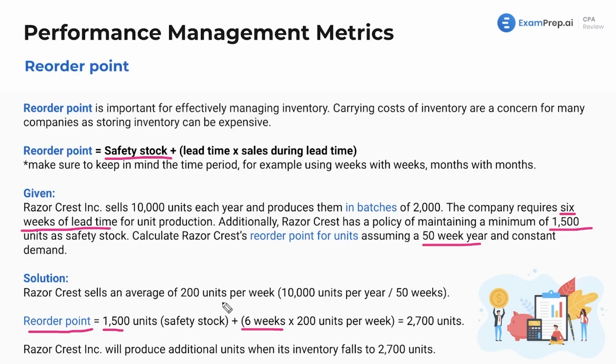So that's the sales during the lead time. 6 weeks times 200 units per week plus our 1,500 units of safety stock gets us to a total amount of units of 2,700 units. As such, how do we interpret this in qualitative terms? Razor Crest Inc. will produce additional units when its inventory falls to 2,700 units.